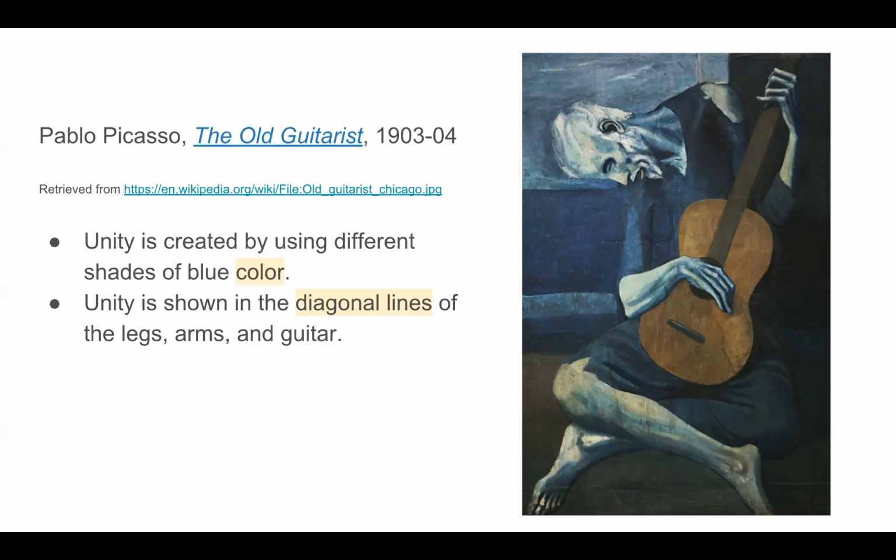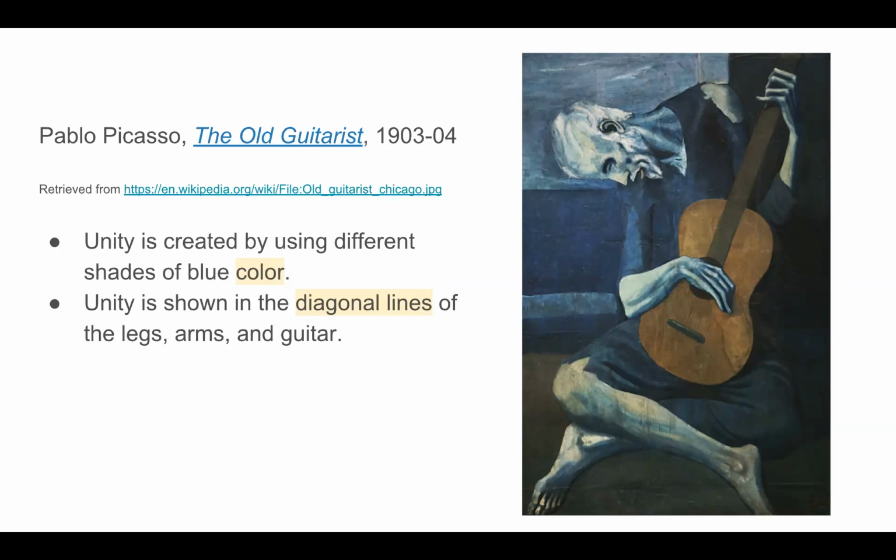If you look at the first sentence I wrote there, unity is created by using different shades of blue color. The highlighted word color, that's one of the elements of art. So those are some of the key words that I'm looking for when you are completing this assignment. I'm looking to see if you can describe how the elements and the principles create unity.